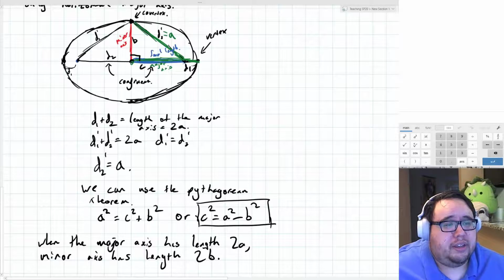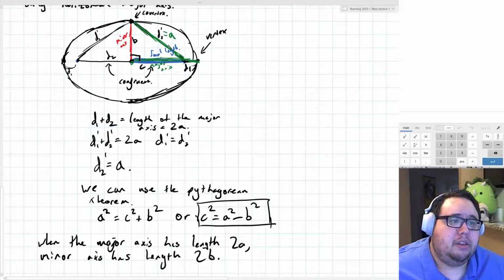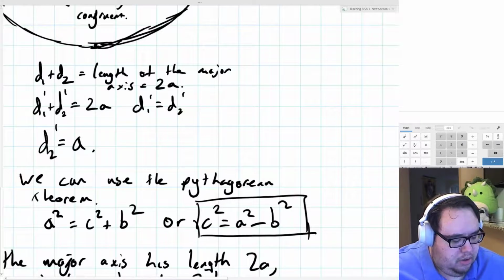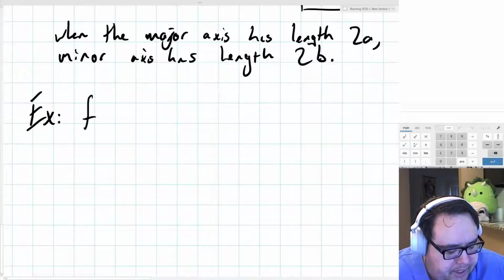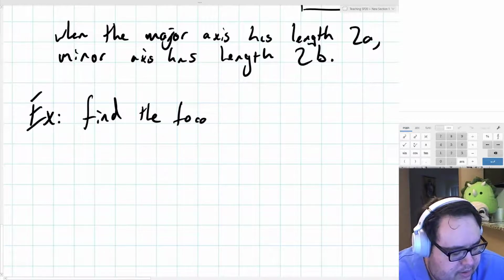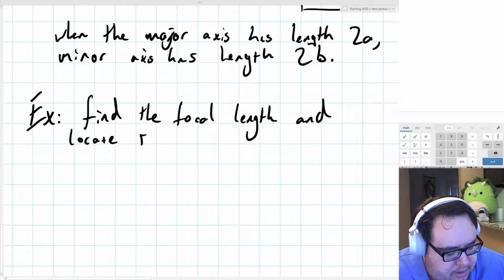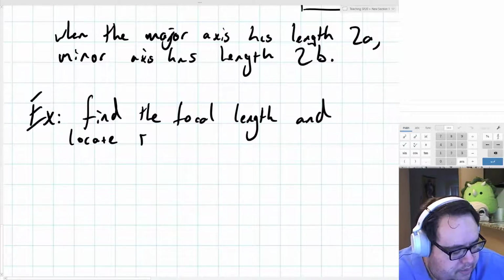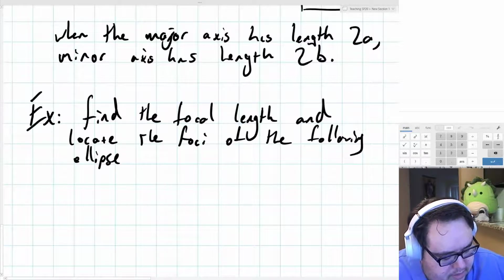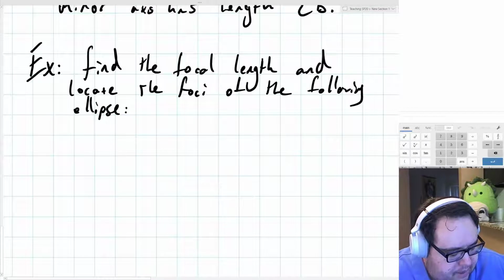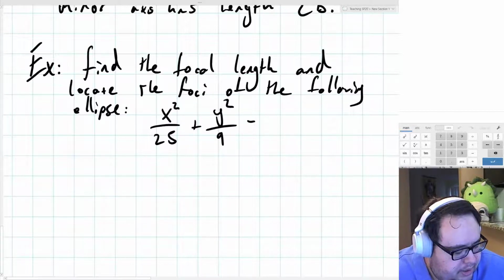And that's how we find our focal length. We don't have to go through all those steps. We can just apply this formula. Remember that a and b are in the equation for an ellipse. So, for example, find the focal length and locate the foci of the following ellipse. X squared over 25 plus y squared over 9 is equal to 1.